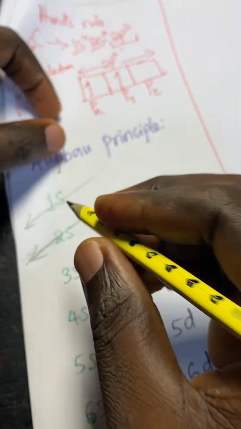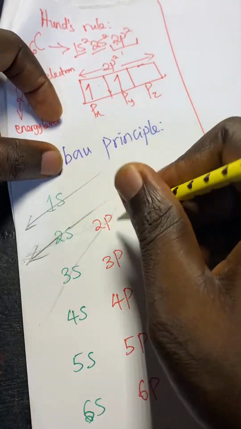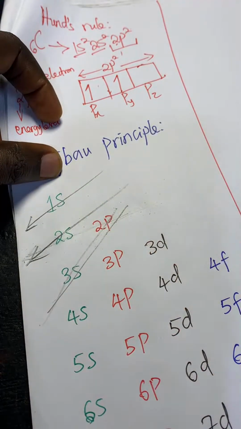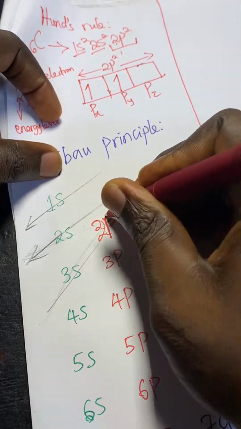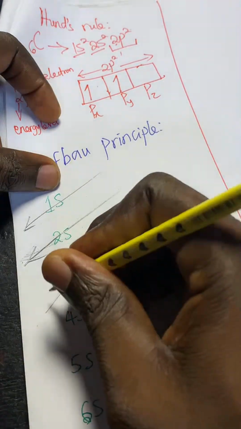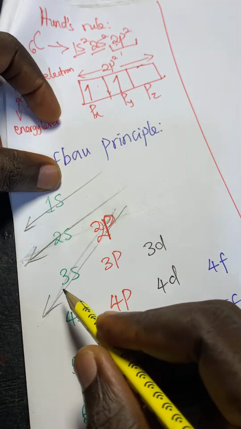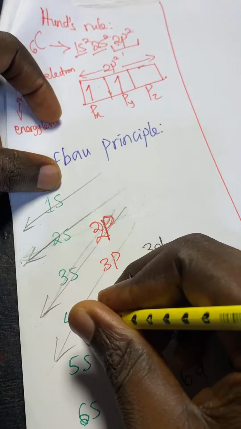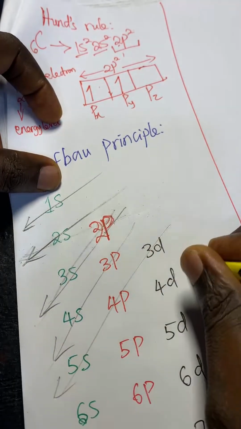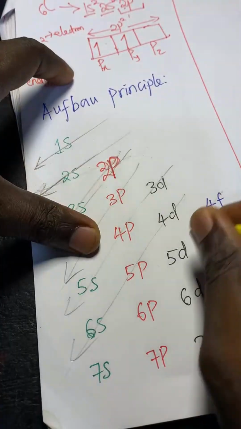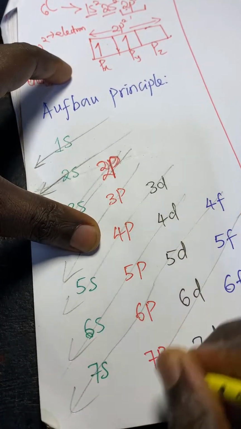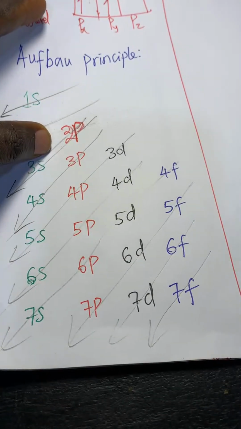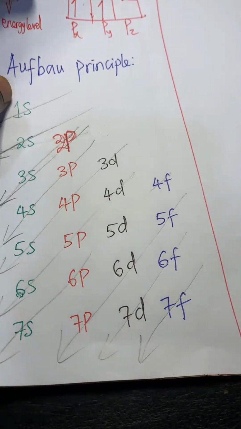After filling 2s, you fill this way. This is 2p. You fill 2p before 3s. After that, you fill 3p before 4s. In that order, this is how it's supposed to be. Sorry, because of the way I position my book. That is how it's supposed to be.